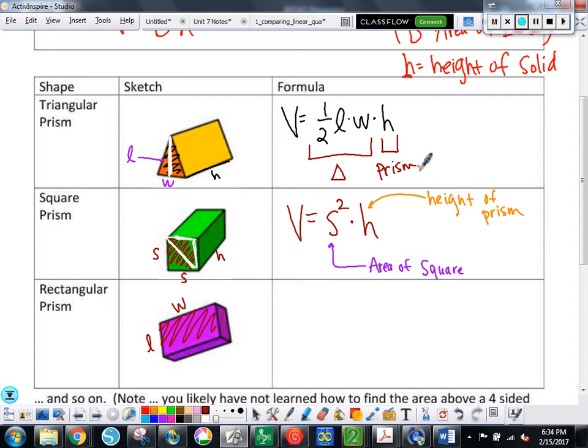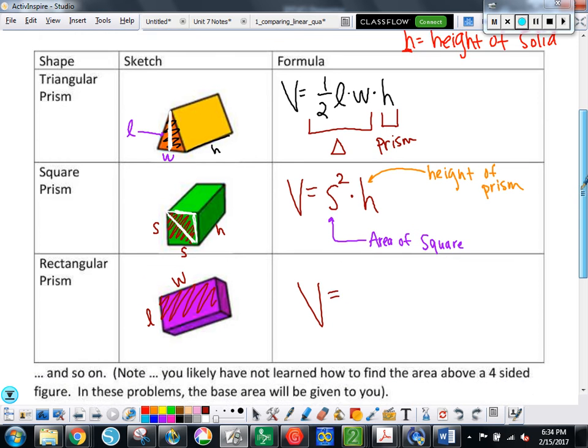So on your own, take 30 seconds and figure out what the volume of a rectangular prism is.